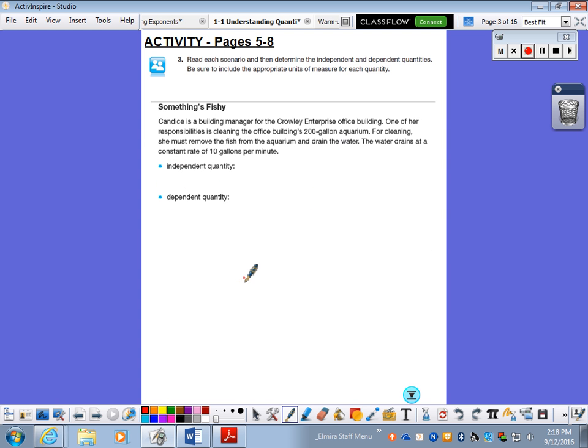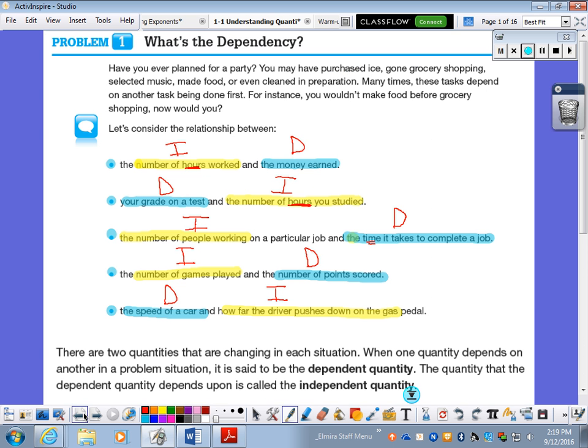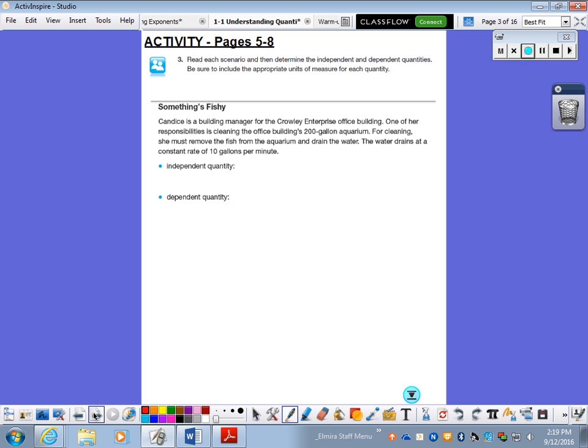Then we did an activity in class today where you read through some situations and tried to figure out what was independent and what was dependent, and be sure to use the appropriate measurement. Now, this activity, we're going to add to tomorrow. So there's a lot more information. Look at these, they are much longer word problems than we had for the bullet items 2 pages ago. Those were pretty short. These are much longer problems.